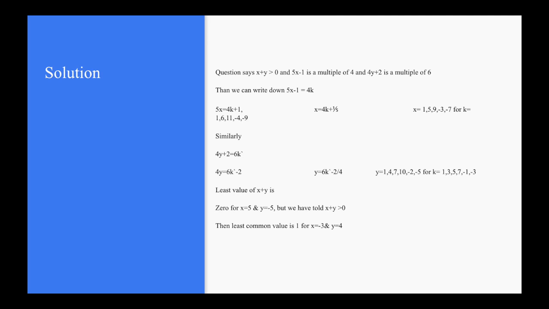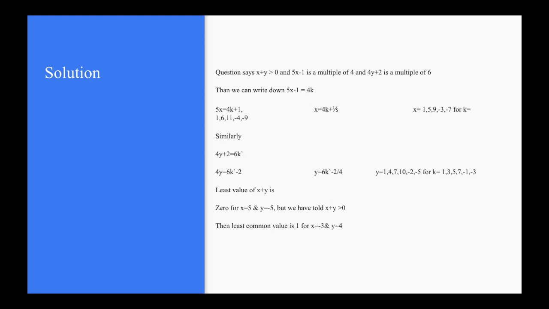Now, taking the next part, we have to find the value of x plus y, and that to be least, given that x plus y is greater than 0. Since at x equal to 5 and y equal to minus 5, what we get is x plus y equal to 0, but that would not be the answer.